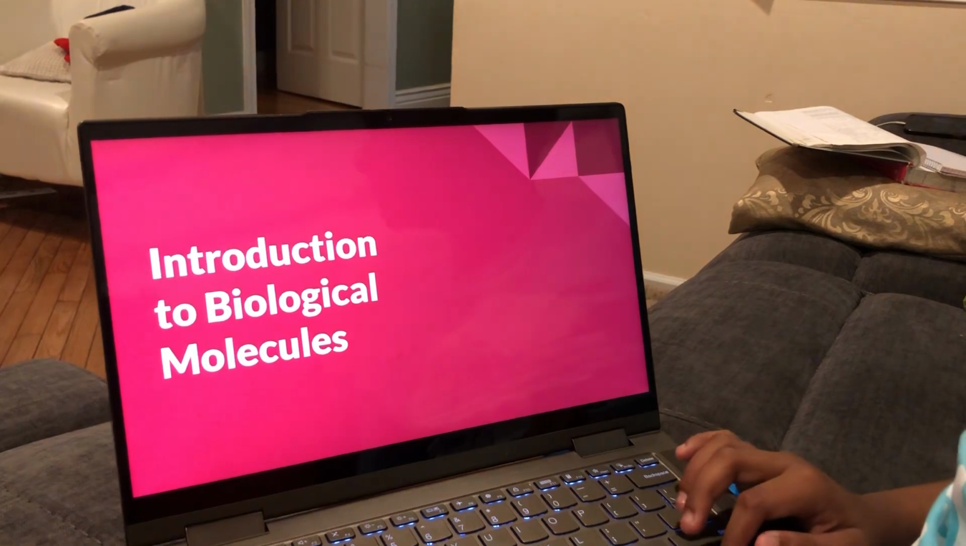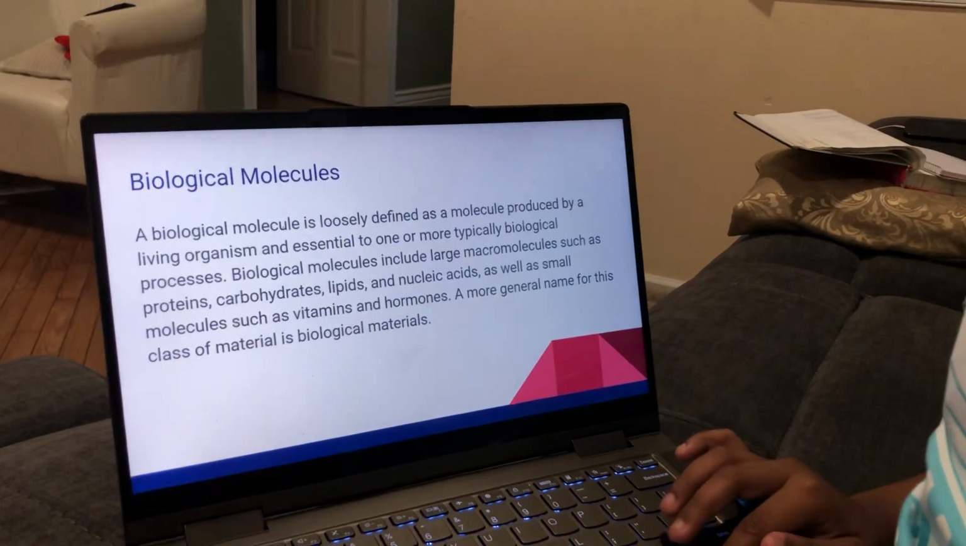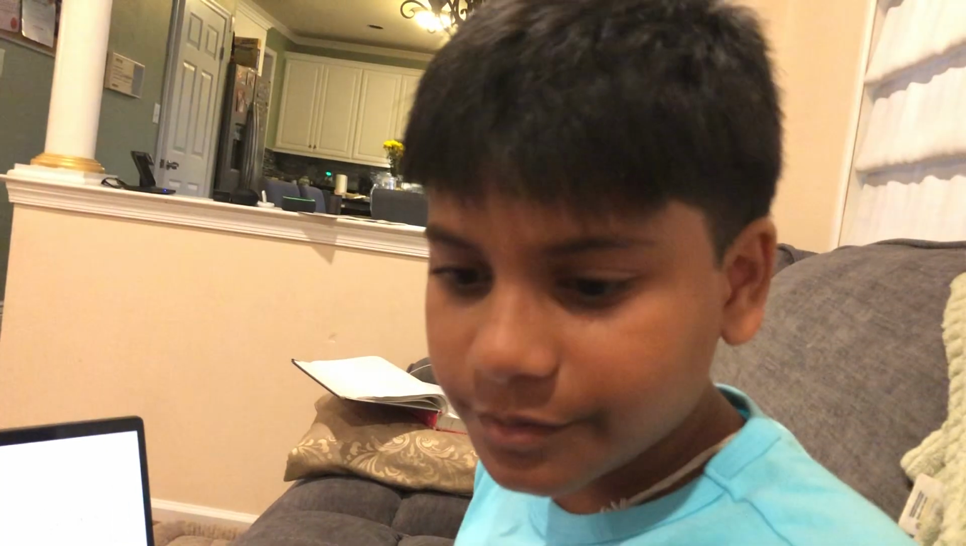Introduction to biological molecules. A biological molecule is produced by a living organism and essential to a biological process. They can either be large or small. The large biological molecules include carbohydrates, proteins, lipids, and nucleic acids. However, the small ones include vitamins and hormones.